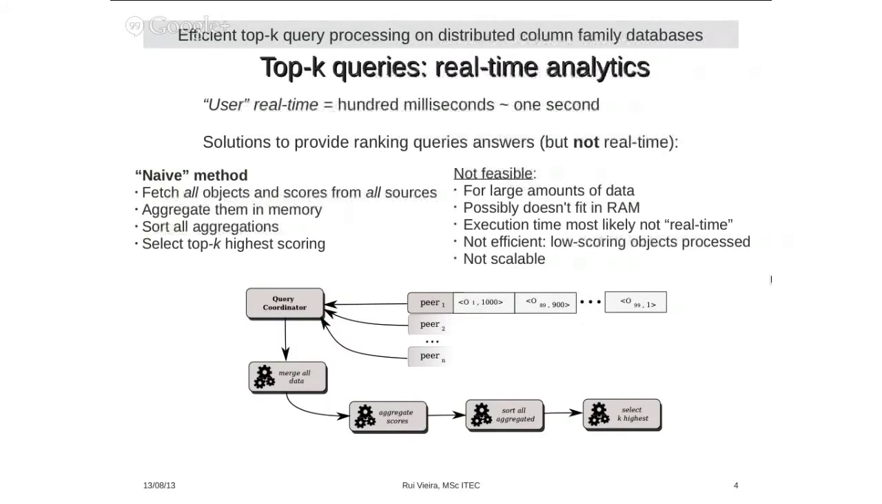Well, this is obviously not a good solution. For large amounts of data, it will never work. It will possibly never fit in memory. The execution time will most definitely not be real time. And it's not efficient because we're processing pairs which we're never going to be interested in anyway. And for all the reasons above, it's not scalable.